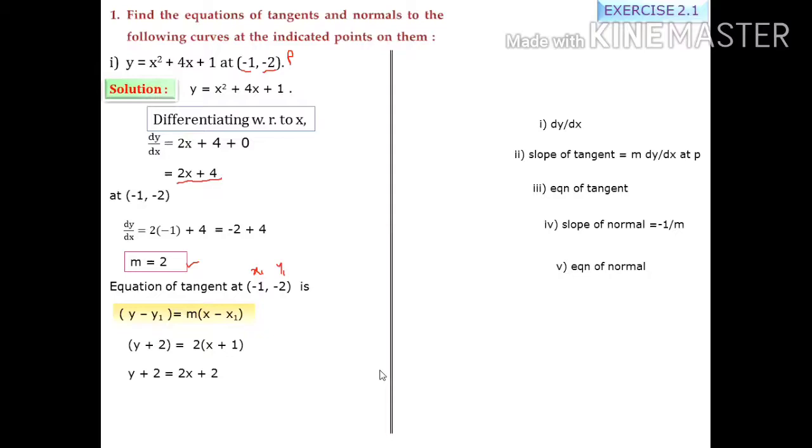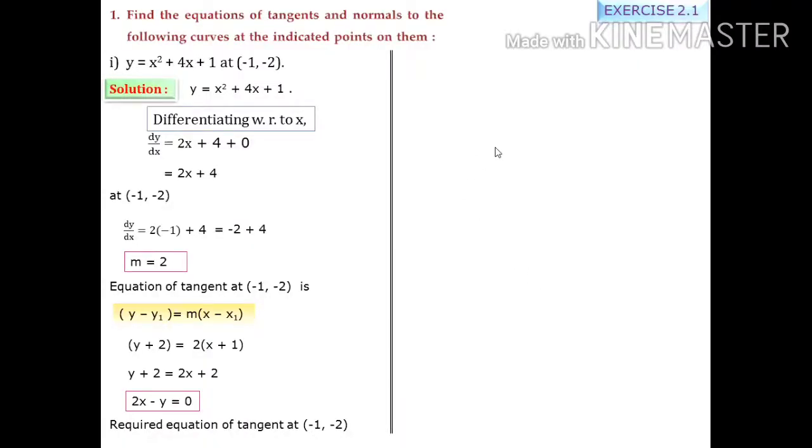In simplification, the 2 on the right-hand side and the 2 on the left-hand side cancel. The remaining part is y equal to 2x. Y shifted to the right-hand side, we get 2x minus y equal to 0. This equation represents the tangent at the point (-1, -2).